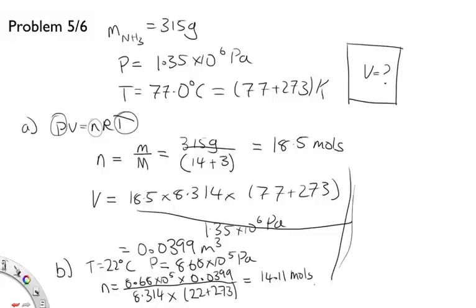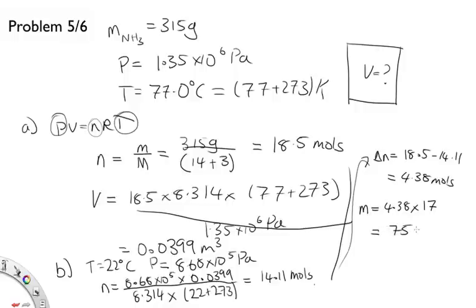Okay, so let's continue up here. The change in the number of moles, the initial moles minus the final moles, is 18.5 minus 14.11. So the change in number of moles is 4.38 moles. So that's how many moles have left the tank. We were asked for the mass. So the mass is equal to 4.38 times the mass of 1 mole, which we said over here was 17. So solving that on the calculator, we end up with 75 grams. So 75 grams of ammonia has leaked out of the tank.